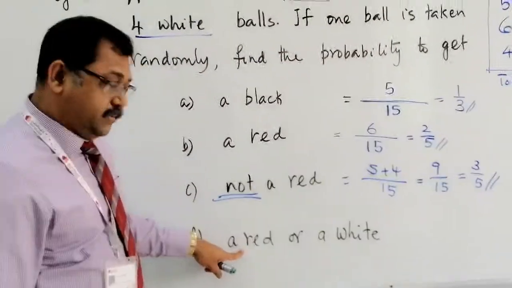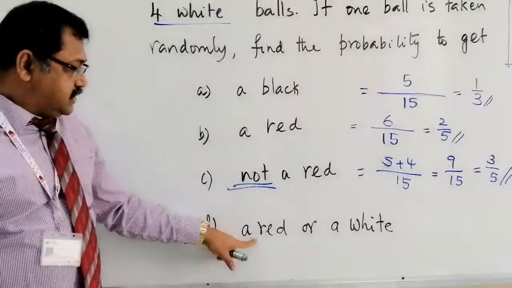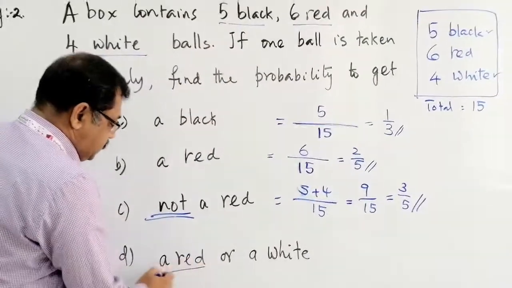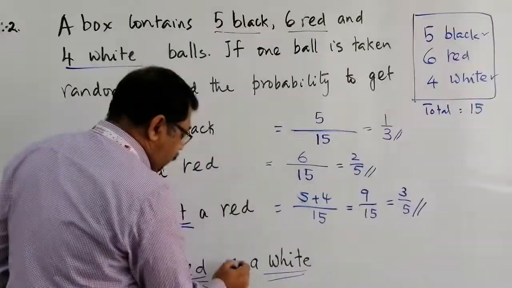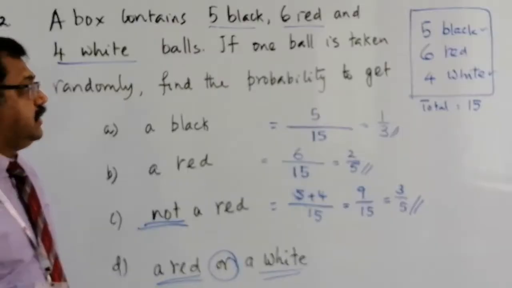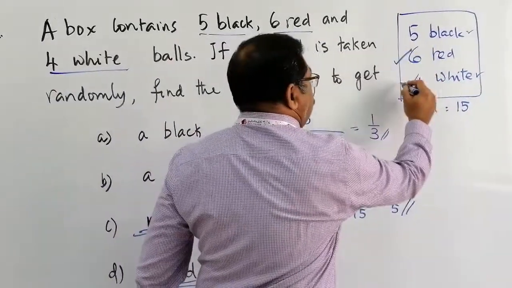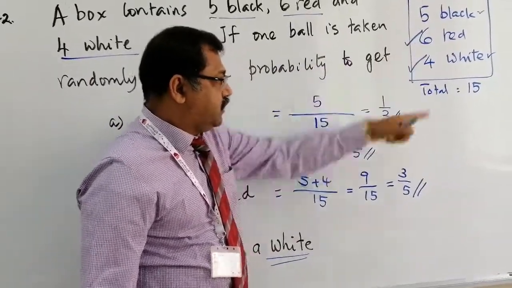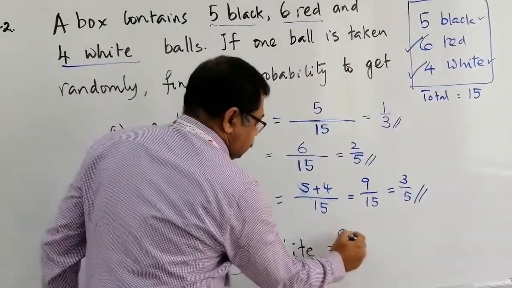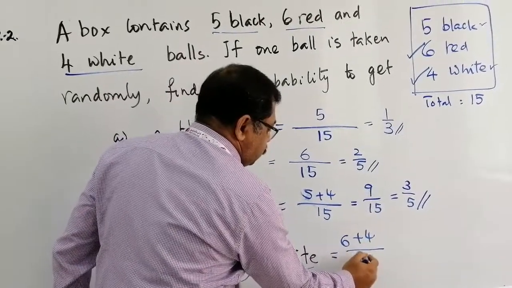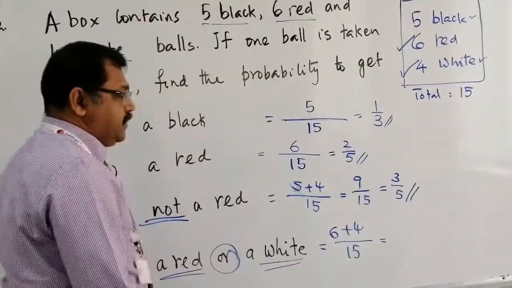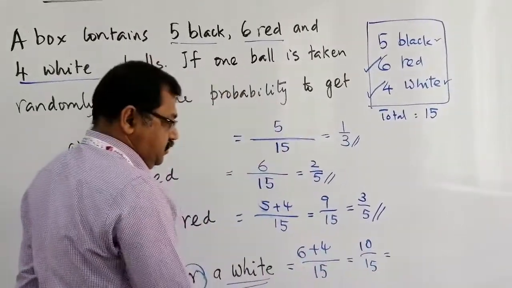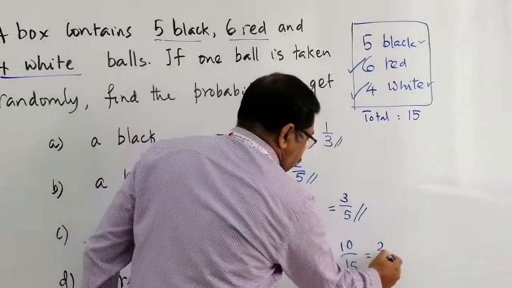Look at the last question here. What is the chance of getting a red or a white ball? So it can be red or white. So the favorable chances are 6 plus 4, over the total number, which is 15. That is 10 over 15. You can simplify by dividing by 5, and you get 2 over 3.